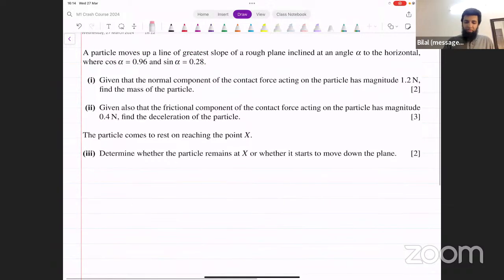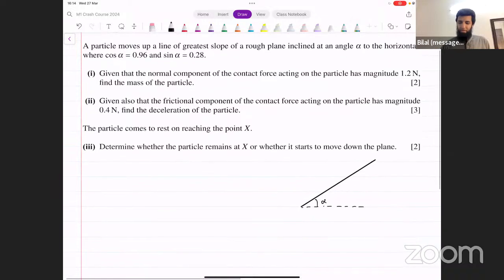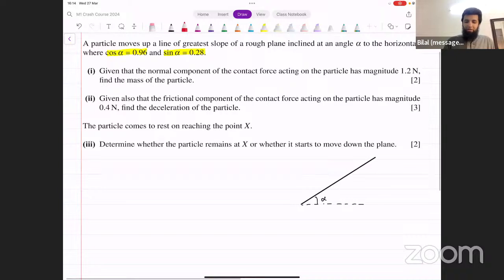So we have this inclined plane. The angle of inclination of the plane is alpha. We are given cos alpha and sine alpha. We are given that the normal component of the contact force acting on the particle has magnitude 1.2 Newton. Given that, we need to find the mass of the particle. Now, the particle is moving up the plane.